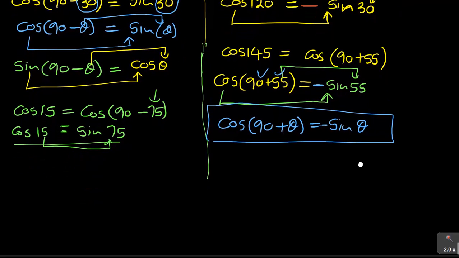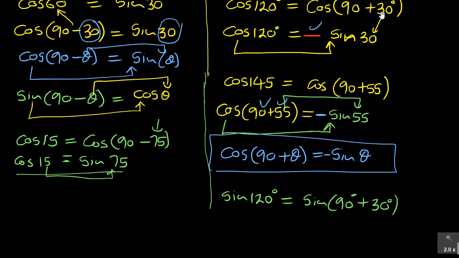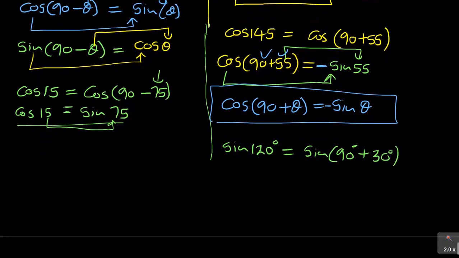Now, since we've dealt with cos, what about if I do sine? Let me use a similar example to say sine 120 degrees is equal to sine of 90 degrees plus 30. Remember, we used 120 previously with cos. At the top here, it was 90 plus 30. So now I'm using sine to see where it leads us.